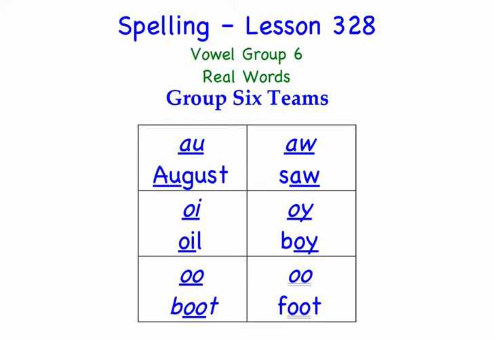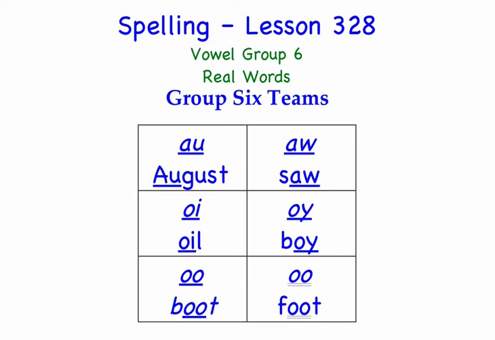When you encounter one of those teams, underline it and put a 6 under it. Now you have to memorize the sounds that these teams represent. It's easy to remember the sound for the vowel group 4 teams. It's the name of the first vowel in the team. But with vowel group 6, these teams all represent a different sound. Let's review them right now.